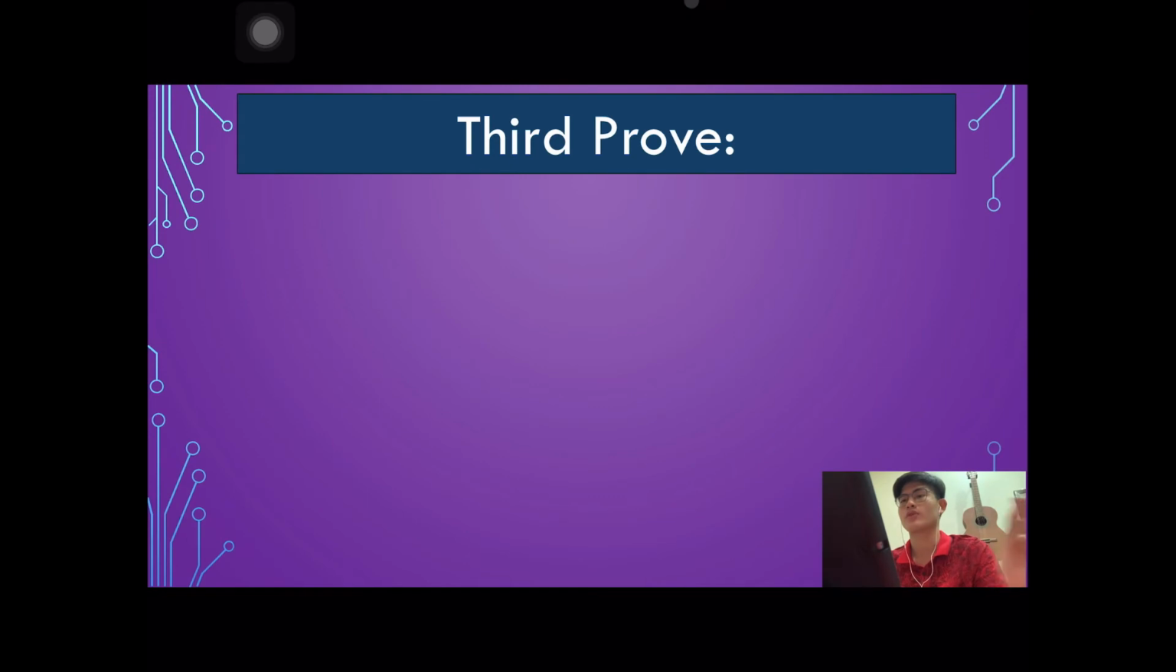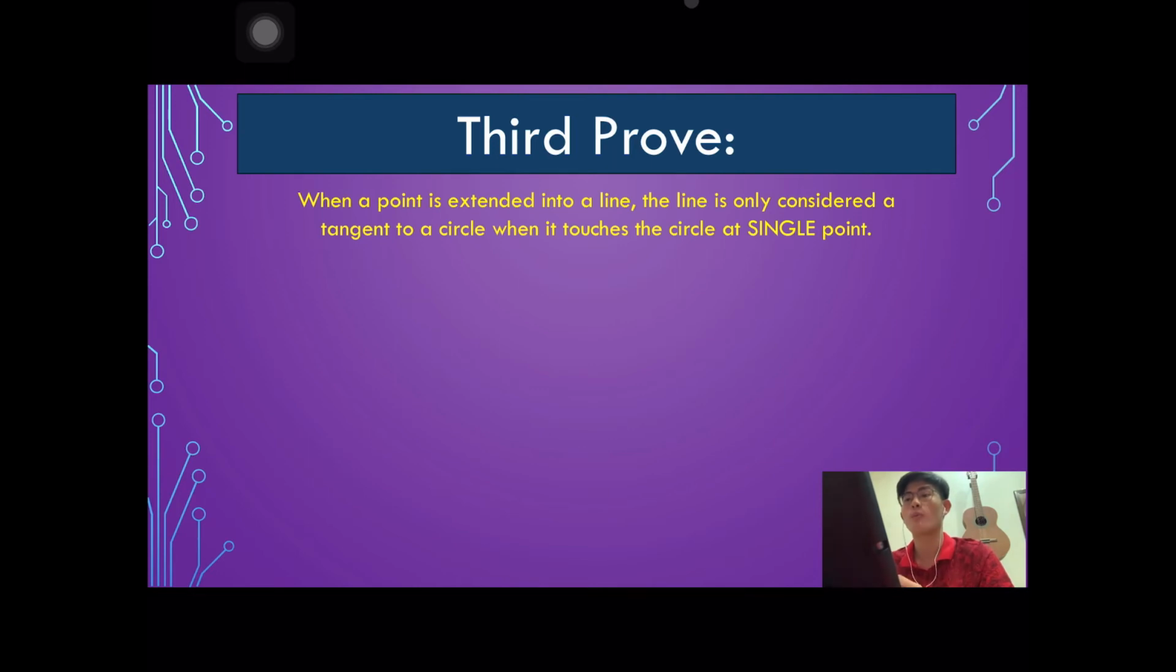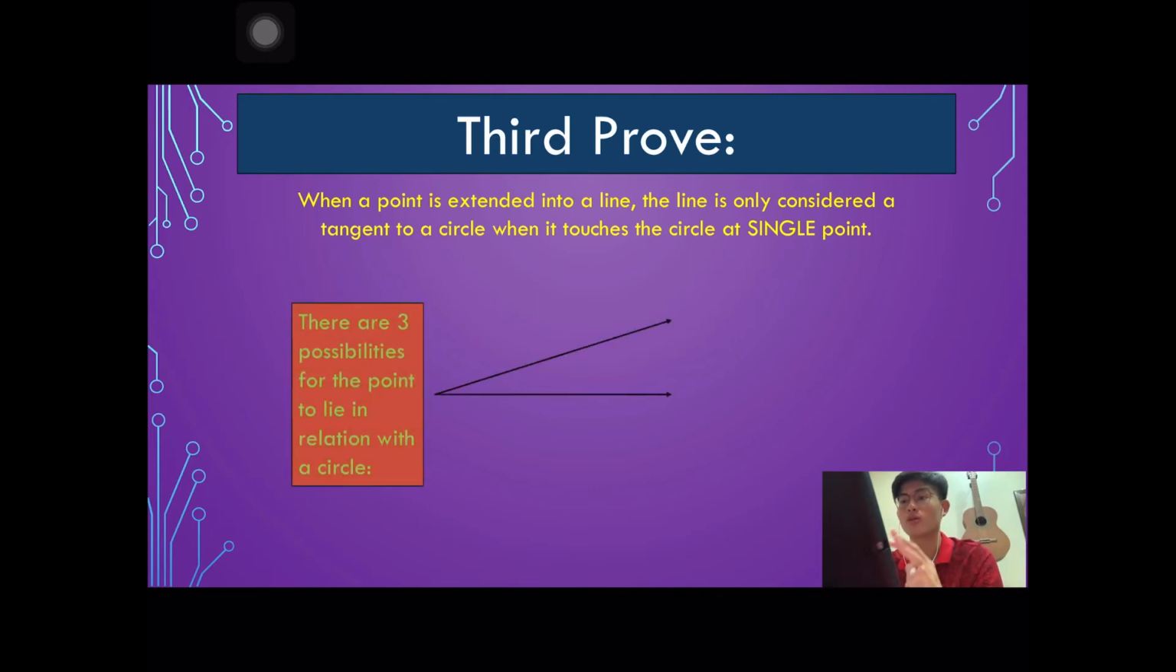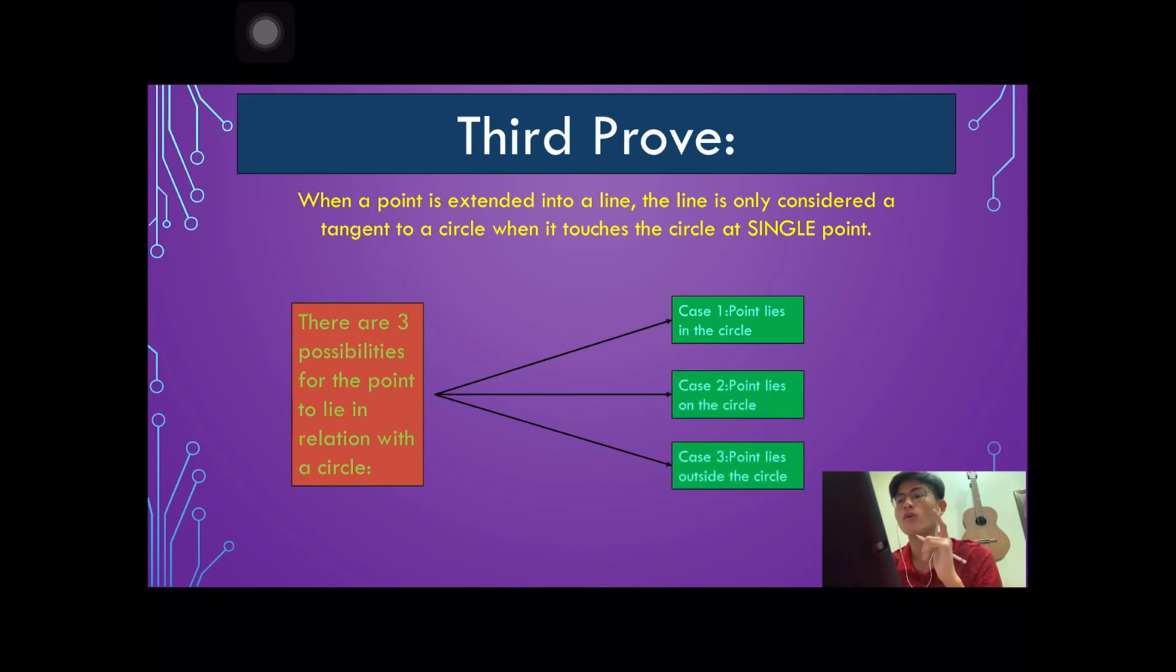Here comes the third way of proving our theorem. Please do remember the property of tangent is that when a point is extended into a line, the line is only considered a tangent to a circle if the line intercepts the circle at only one point. So, there are three possibilities for the point to lie in relation with a circle, which is when the point lies in the circle, on the circle, or outside the circle.